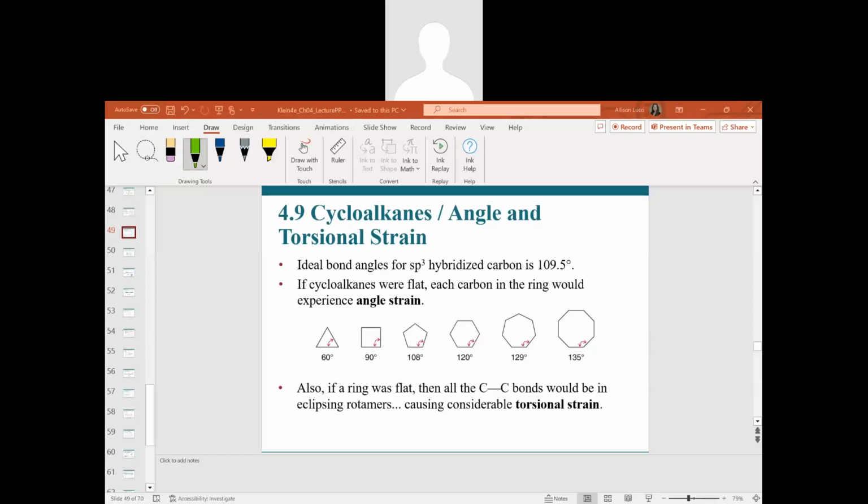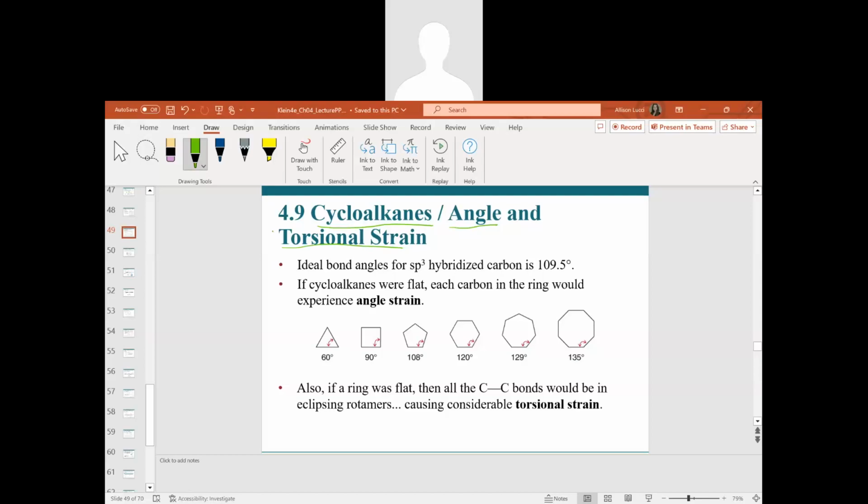In section 4.9, we're going to discuss specifically now cyclic structures, cycloalkanes, and we're going to review both angle strain and torsional strain, and how some of these cyclic structures may have different 3D conformations that reduce some of this strain. So in our stereochemistry lab, we will specifically look at cyclohexane and different conformations and then different energies that result from adding substituents and whether they're in different positions. So let's take a look here.